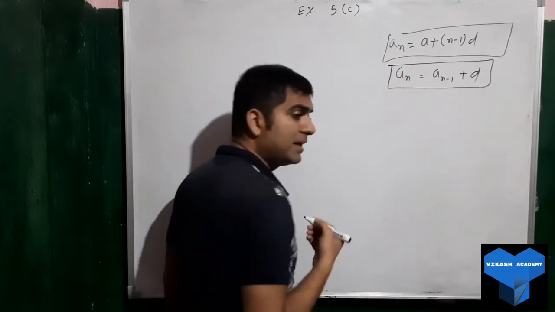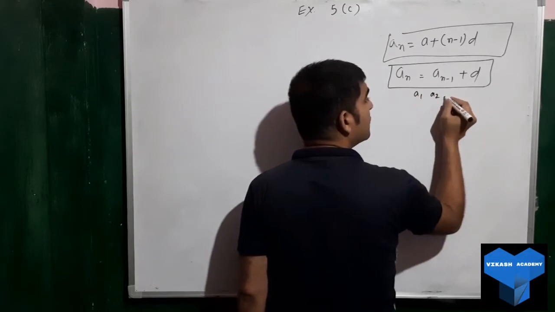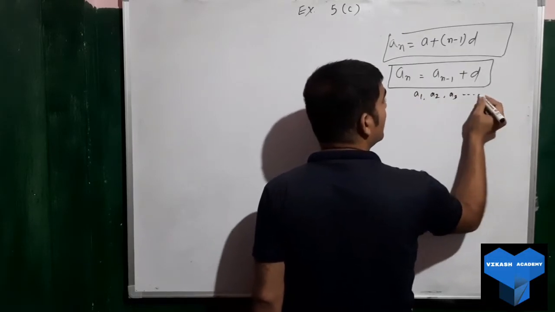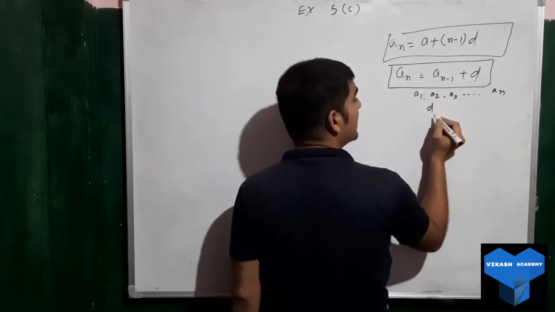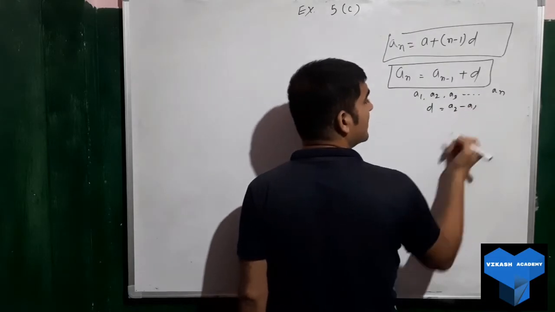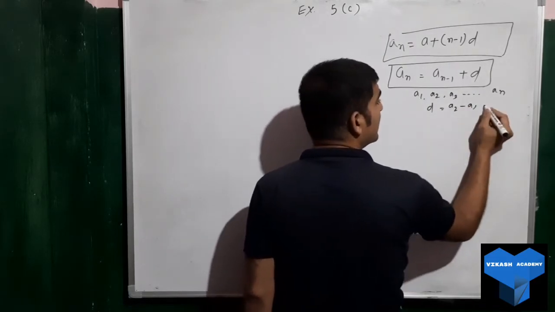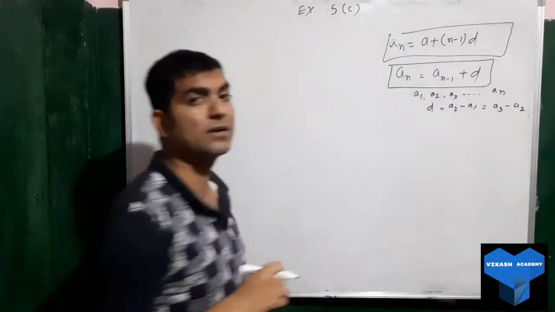And how to find the d? Suppose we have a series here: a1, a2, a3, dot, till an. So how will we find the common difference? Common difference is a2 minus a1, or you can find it equal to a3 minus a2. So this is the way to find out the common difference.